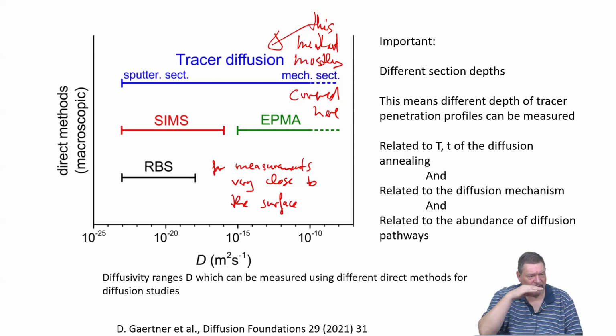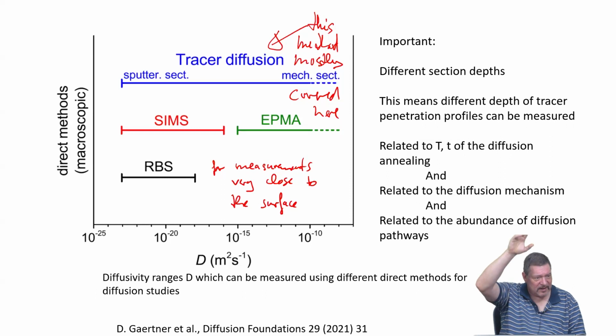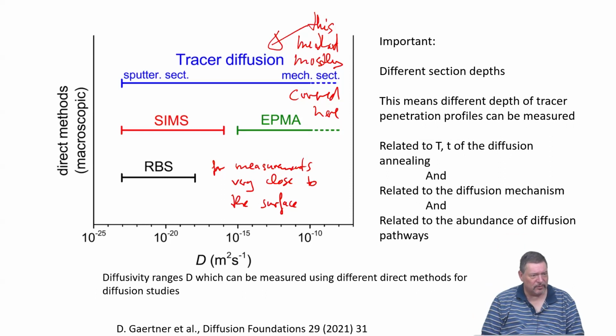And it means that your method needs to be able to slice sufficiently thin sections if your diffusion profile is small, has a small depth, and it can be more coarse if you have a large diffusion depth. Obviously, you also need to think ahead of time when you want to apply temperature and time, how many of the diffusion pathways you have. So if you want to measure dislocation pipe diffusion, you better have a material that has a lot of dislocations inside, so you get many tracer atoms that can diffuse along the short circuit diffusion pathways.